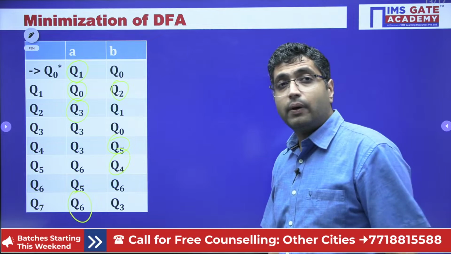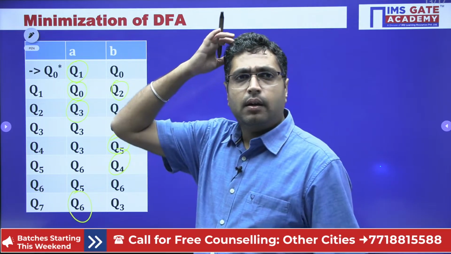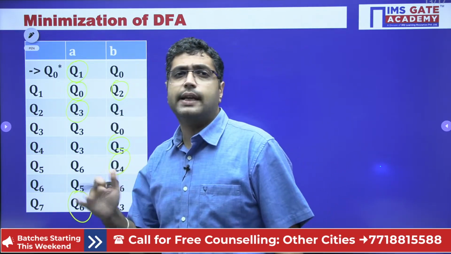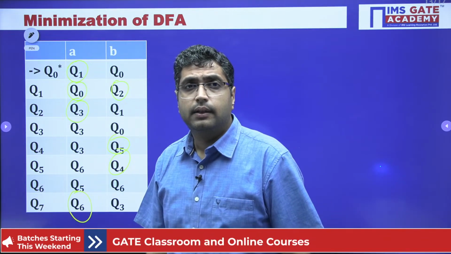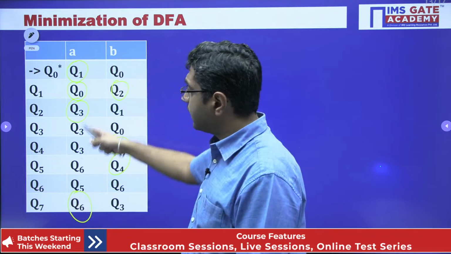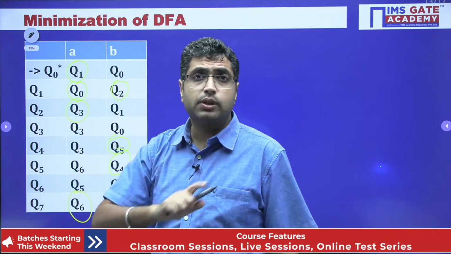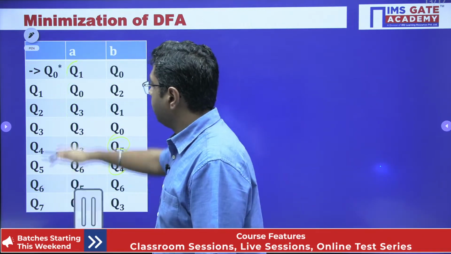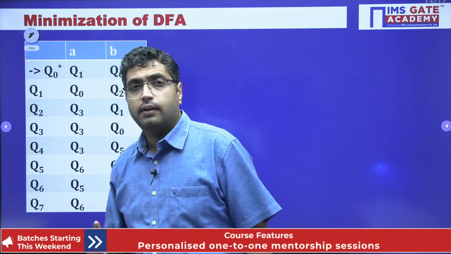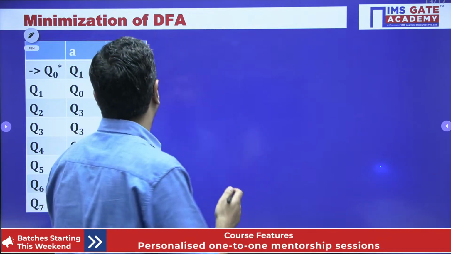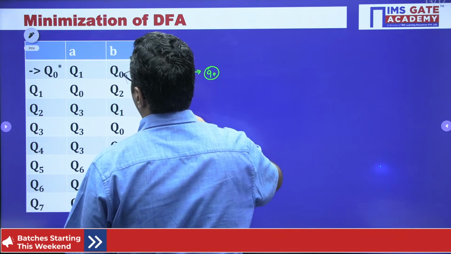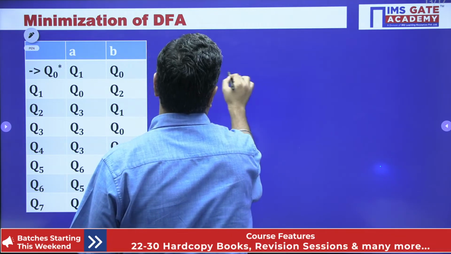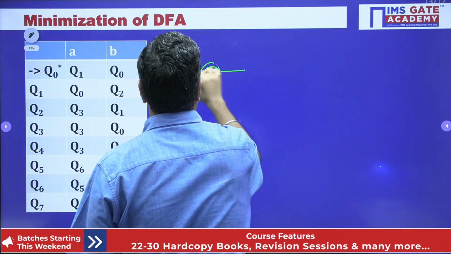But as I said, if a set of states are unreachable, then this method of finding through the transition table might fail. It's better to always use which approach? Draw the DFA. Let's draw the DFA. So initially we have Q0. Q0 is the initial as well as the final state.